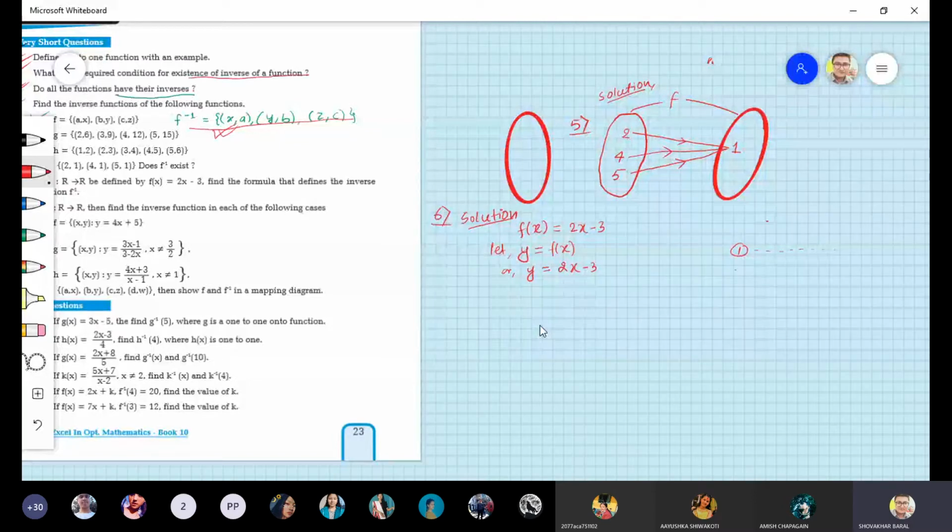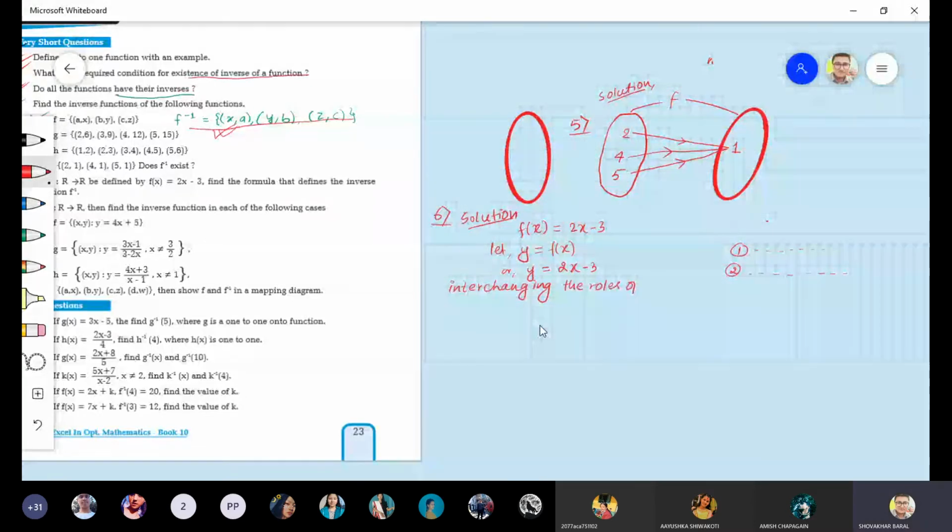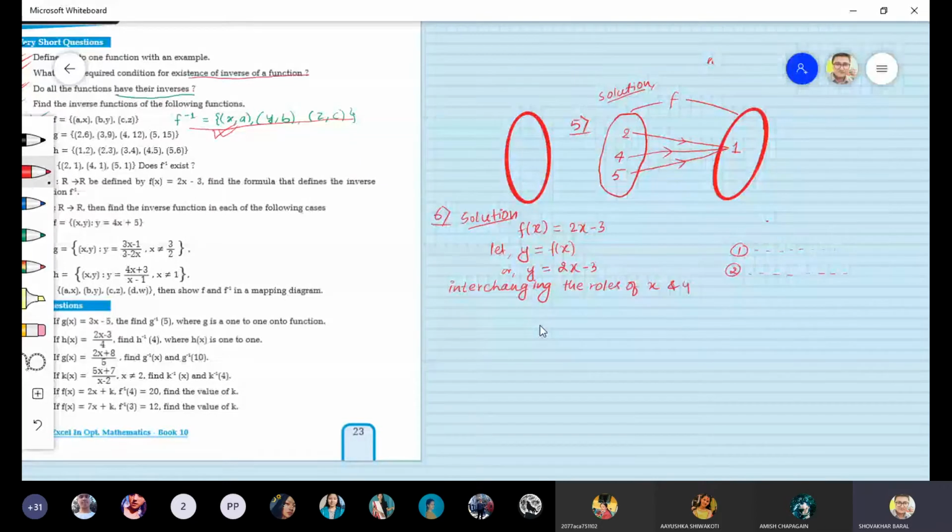Now in step number 2, interchange the roles of x and y. So let me write it here. Interchanging the roles of x and y. So now replace the values of x with y and y with x. Now this y will be x, and you can replace this x by y. So it will be x = 2y - 3.